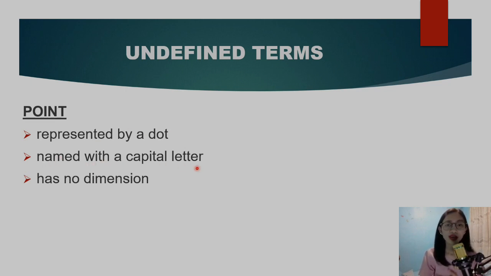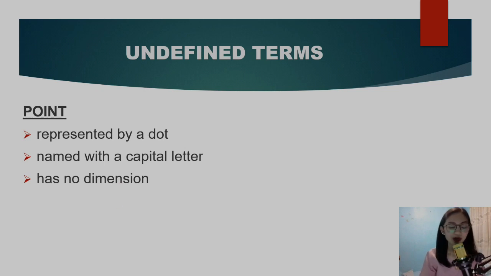Just like us, everyone has a name. So, ang point, meron din siyang name. At ginagamit natin ay capital letter or big letter. One big letter only. And of course, it has no dimension. When we say no dimension, it has no length, no width, or thickness. So, siya ay simply a dot or a period.